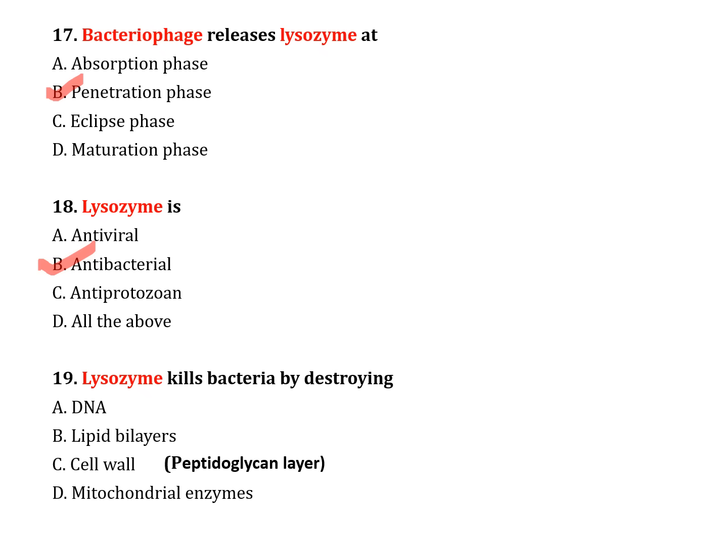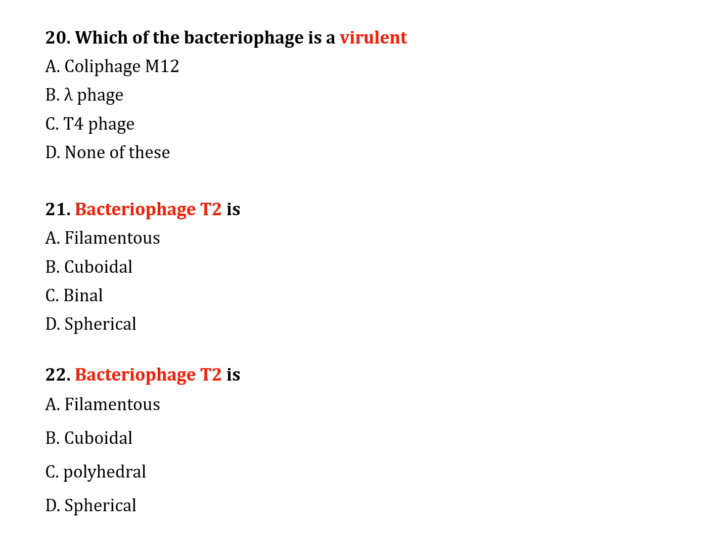Lysozyme kills bacteria by destroying option A, DNA. Option B, lipid bilayer. Option C, cell wall. Option D, mitochondrial enzyme. Correct answer is option C, cell wall. The bacterial cell wall is made up of peptidoglycan. The next question, number 20.